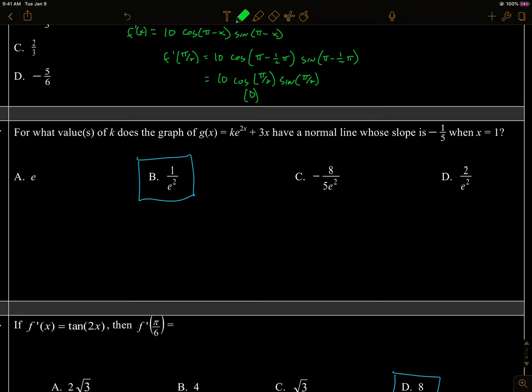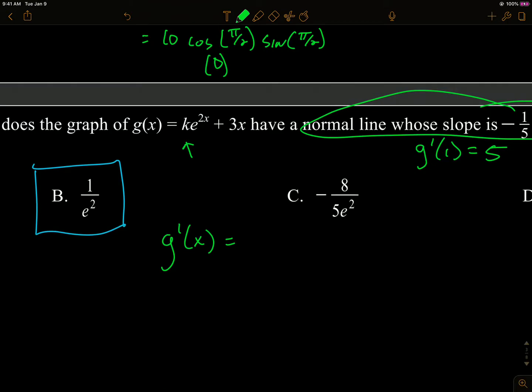So that means the slope of the tangent line, or the derivative, g prime of 1, should be equal to 5. So I'm going to find the derivative of g, set it equal to 5, plug in 1 for x, and solve for k. So g prime of x, k is a constant.